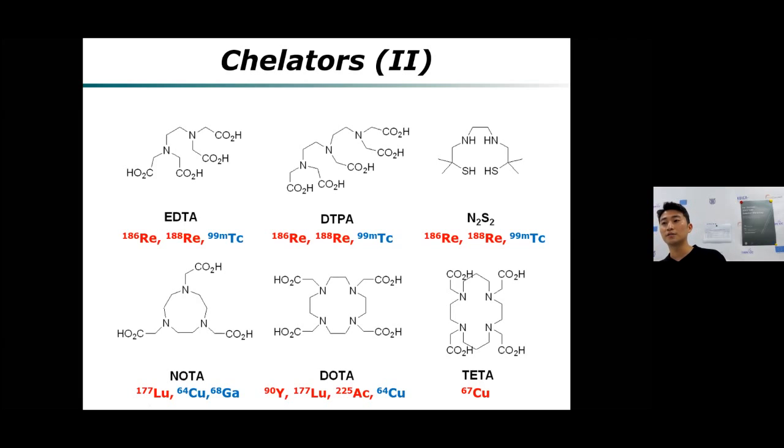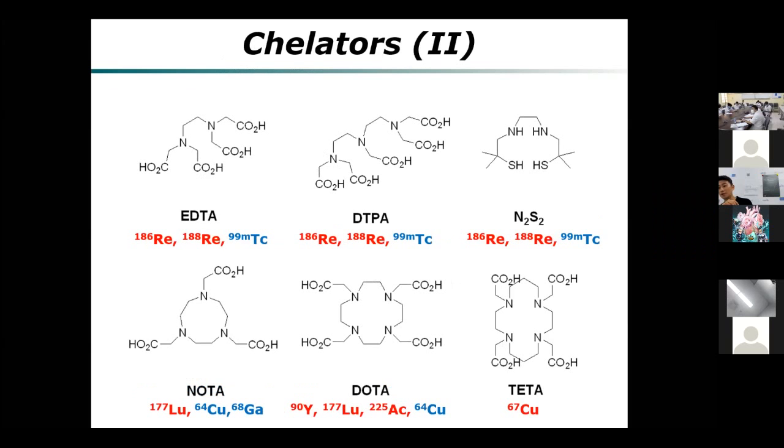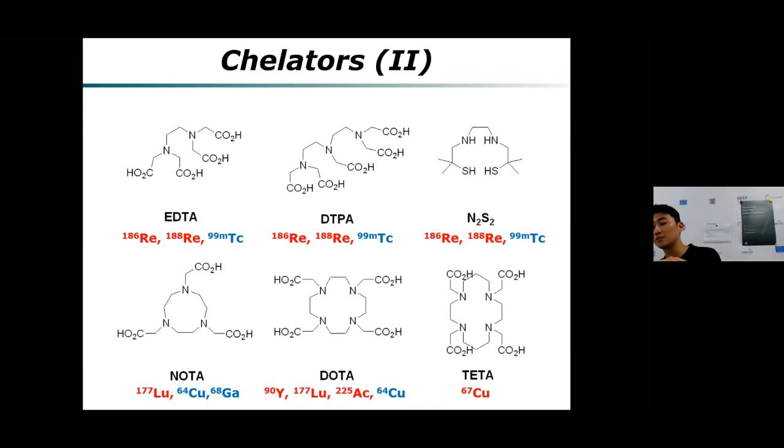We must know about the chelator system. EDTA and DTPA: with these systems it is possible to label rhenium and technetium both. So in this case, we use technetium as a diagnostic radioisotope and rhenium as a therapeutic radioisotope. So nowadays, we use NOTA and DOTA systems for radiolabeling, copper labeling and gallium labeling.